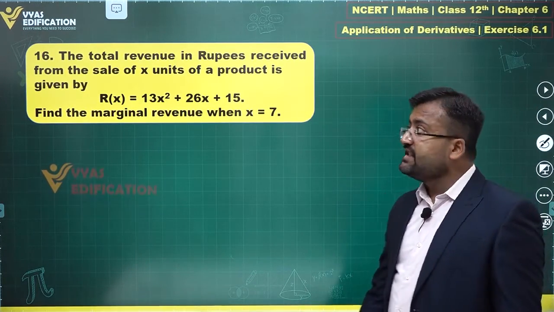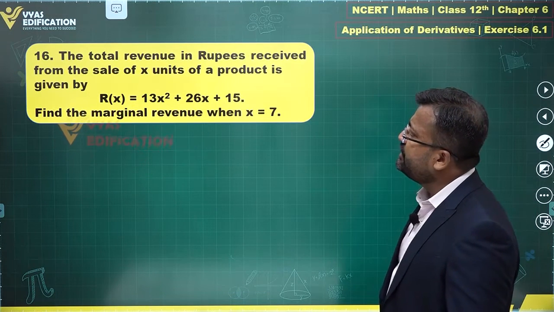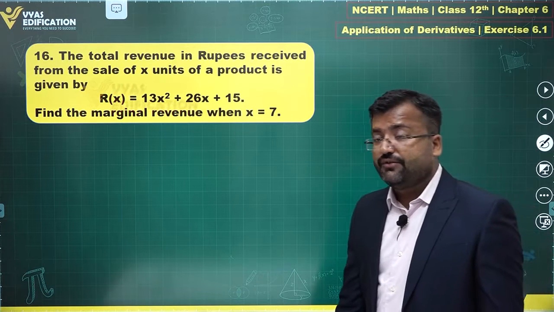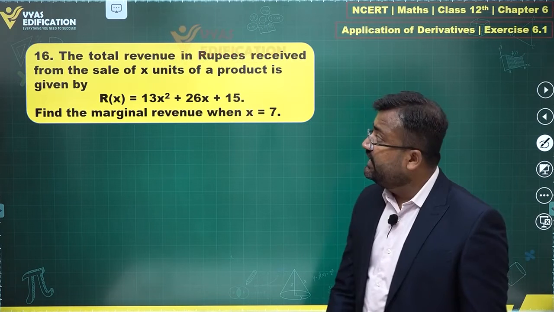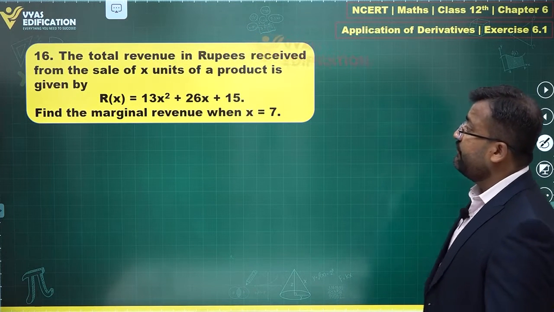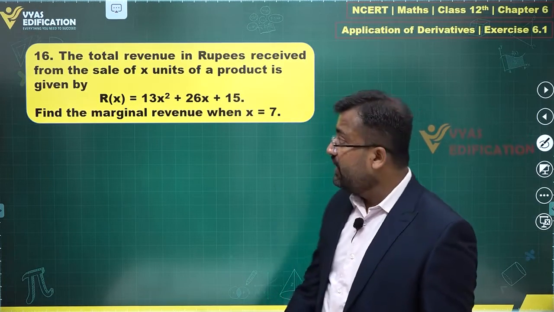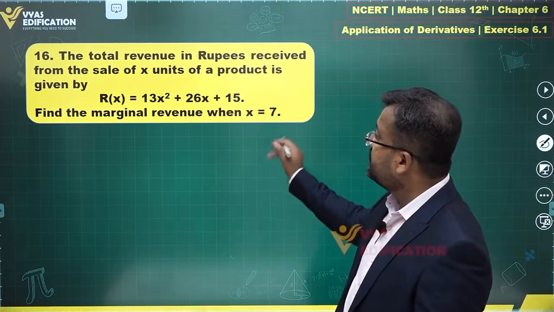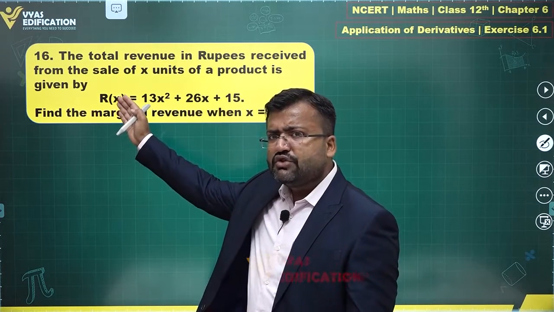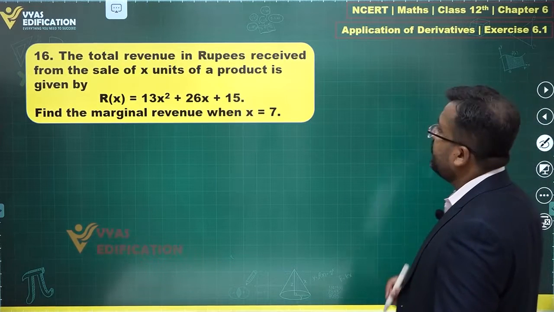The 16th question says the total revenue in rupees received from the sale of x units of a product is given by R(x) equals 13x square plus 26x plus 15. Find the marginal revenue when x equals 7. Here R(x) is given and we are asked the marginal revenue when x equals 7. That simply implies that you are supposed to find dR upon dx. Let's try to find that.